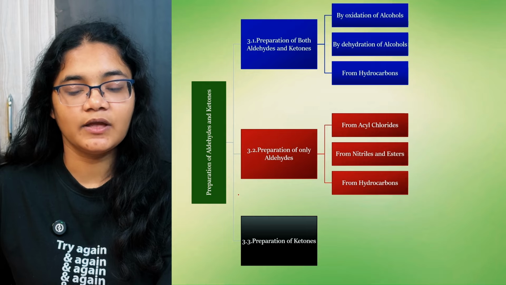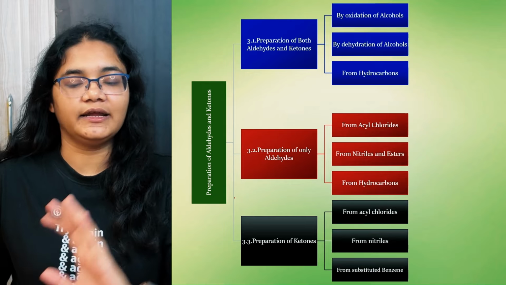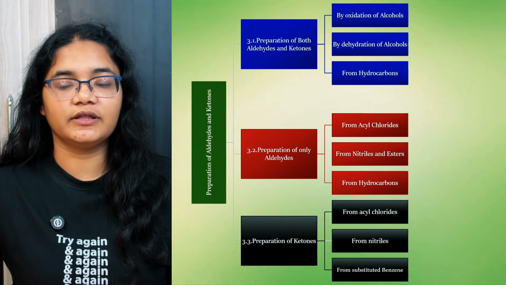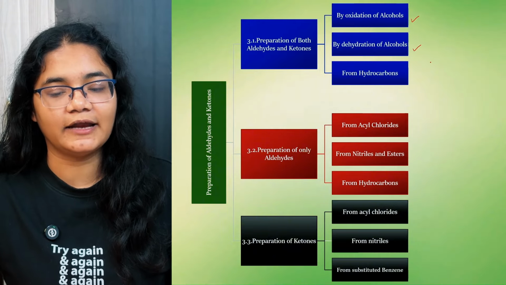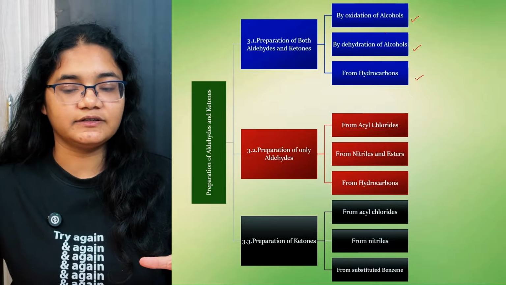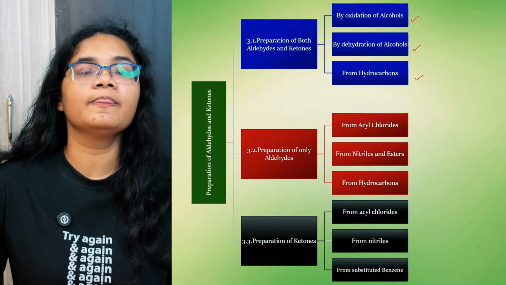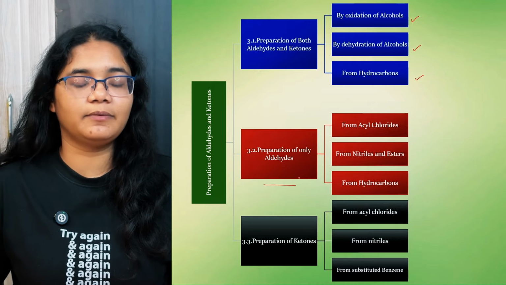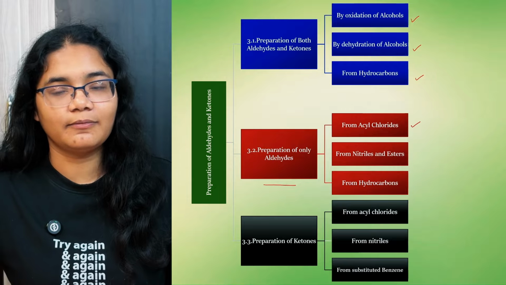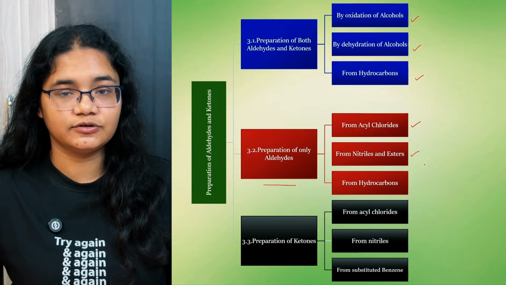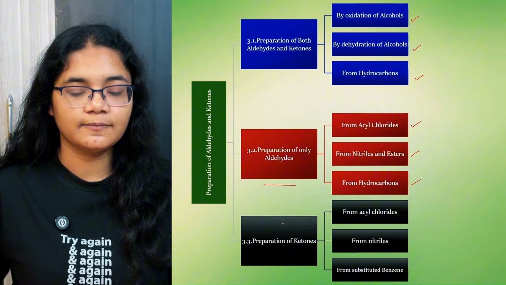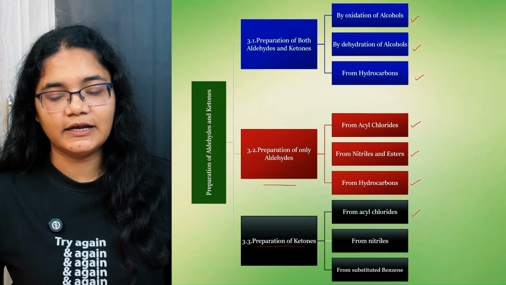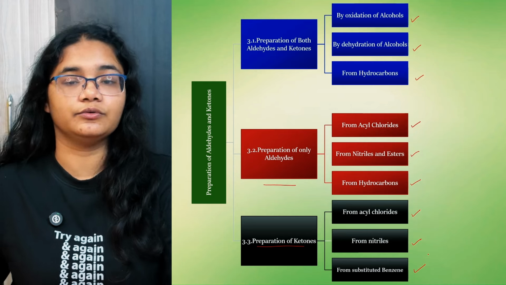So there are actually three ways how we are going to study it. Those methods which can be used for the preparation of both aldehydes and ketones. So there we have oxidation of alcohol, dehydration of alcohol, and hydrocarbons. And trust me, all these methods we have already gone through in our alcohols chapter. Okay. Next, we'll talk about those reactions where there is only preparation of aldehydes. So that includes from acyl chlorides, from nitriles and esters, and from hydrocarbons. The third one are those reactions where there is only preparation of ketones. So from acyl chlorides, from nitriles, and from substituted benzene.